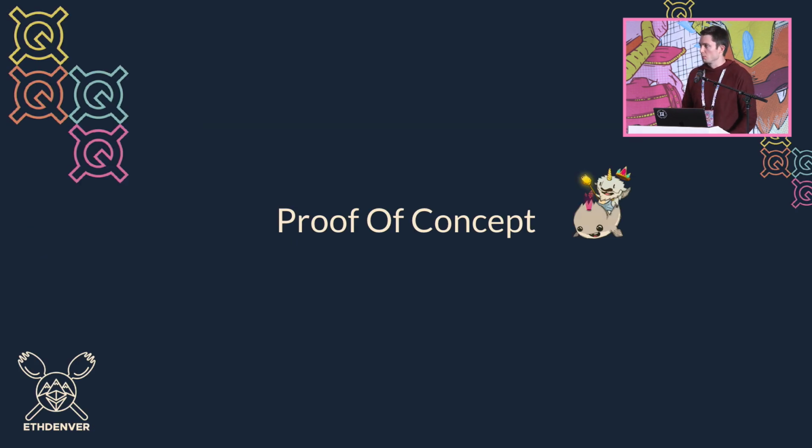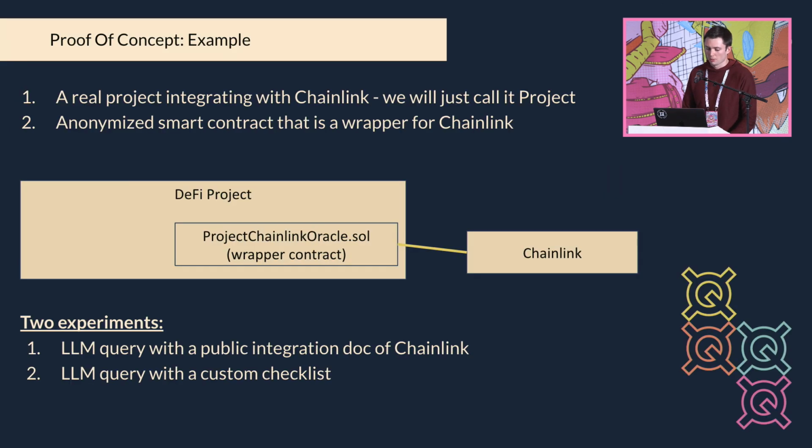Now we're going to go into a proof of concept where we talk about using LLMs to help generate some of these security checkpoint lists that we're looking at. We're going to use a project that is a standard lending project, and it integrates with Chainlink as its oracle. We anonymized the contract. It is from one of our actual audits, but we wanted to keep everything private and anonymous.